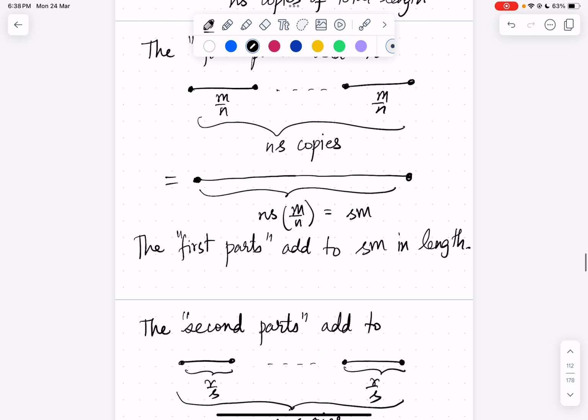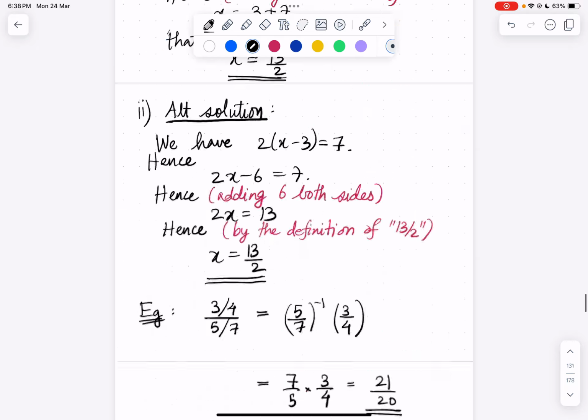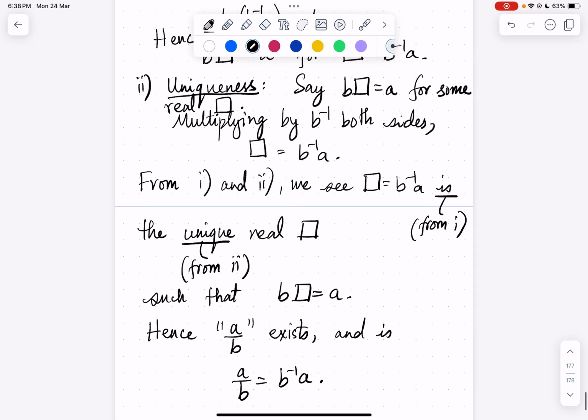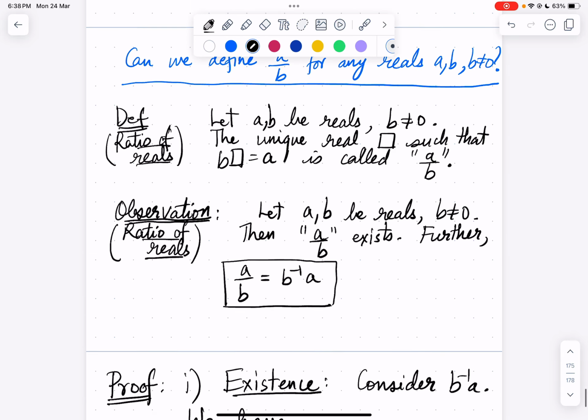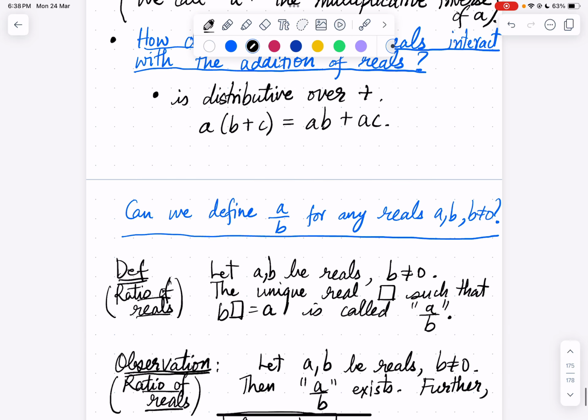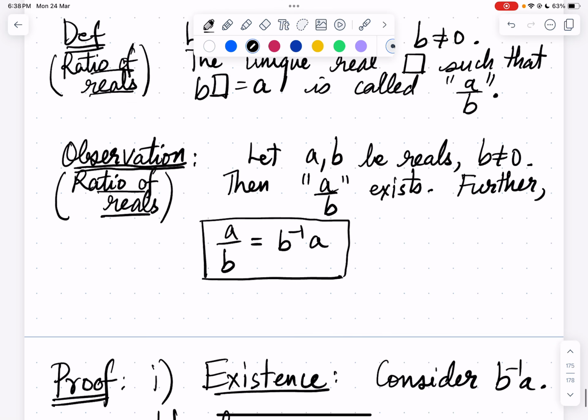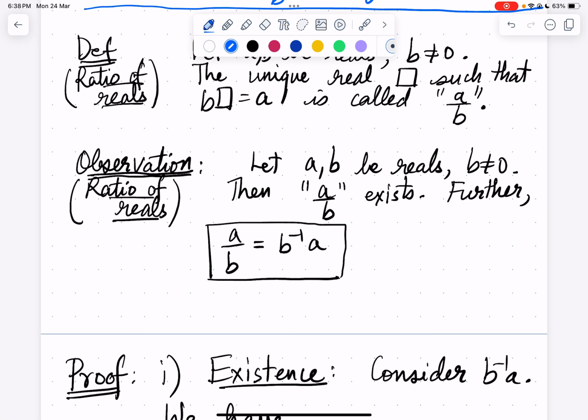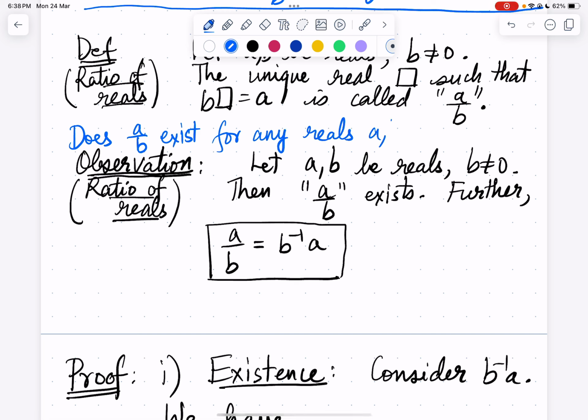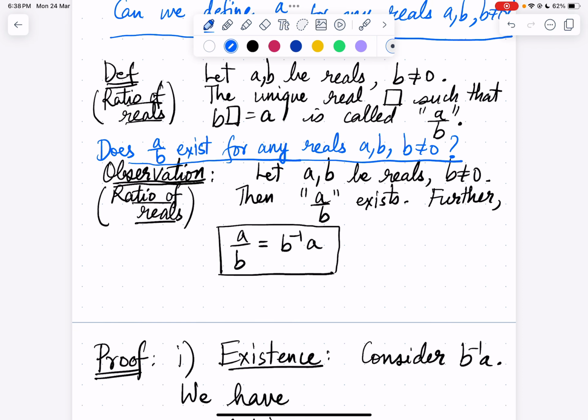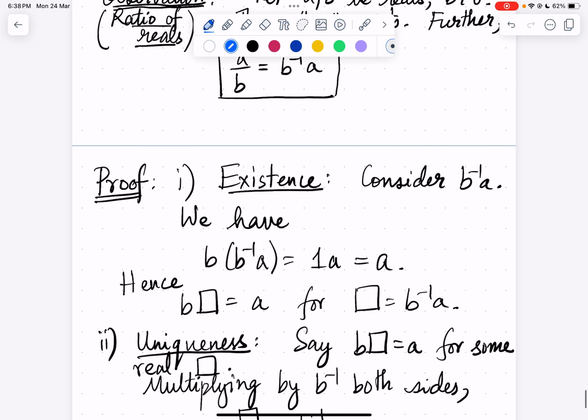So this is about ratio of rational numbers as defined above, and we have extended the definition to ratio of any two real numbers a and b, where b is not equal to 0. Here also we can ask, after defining we should always ask the question: does that defined quantity exist? Does a by b exist for any reals a, b, where b is not equal to 0? So this is what we showed, like with ratio of rationals.